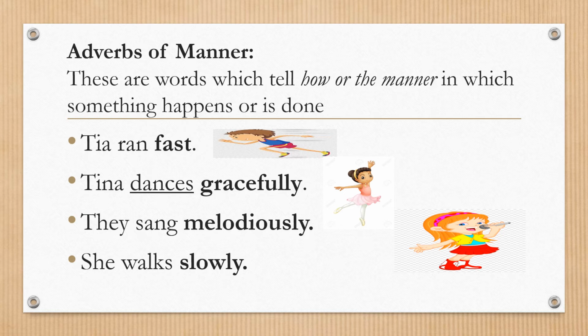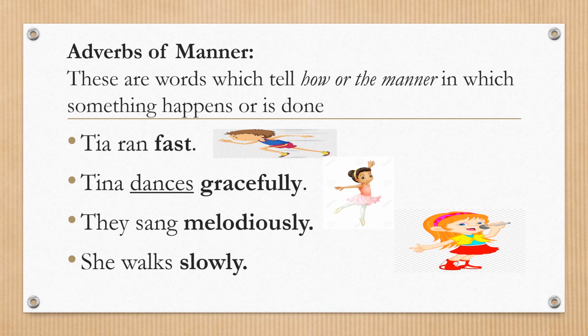Look at an example. Tia ran fast. What is the verb here? Ran. If you ask the question how she ran, the answer you get is fast. So here fast becomes your adverb of manner, which answers the question how. Tina dances gracefully. Now Tina dances. How does she dance? Gracefully. So here gracefully is an adverb of manner. They sang melodiously. The verb is sang. Ask the question how. You get the answer melodiously.